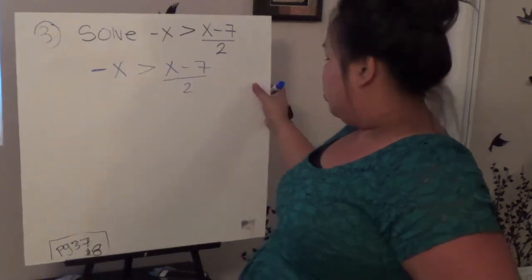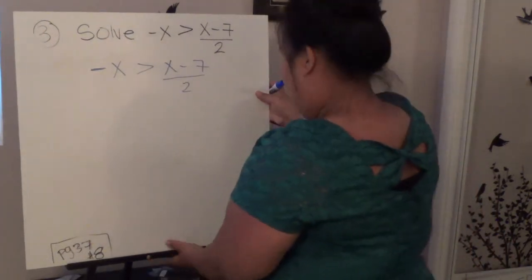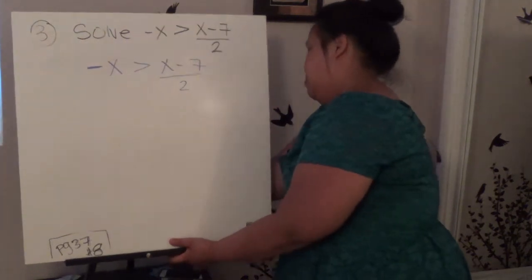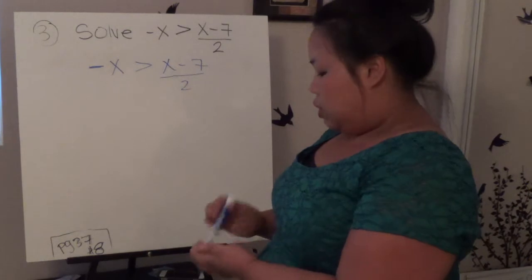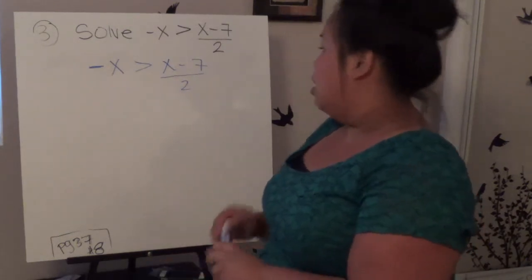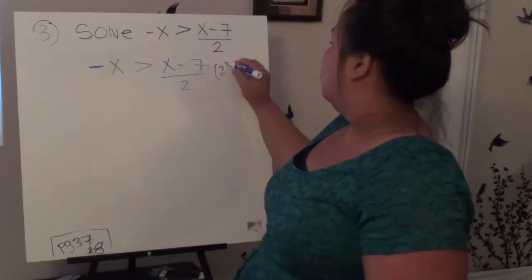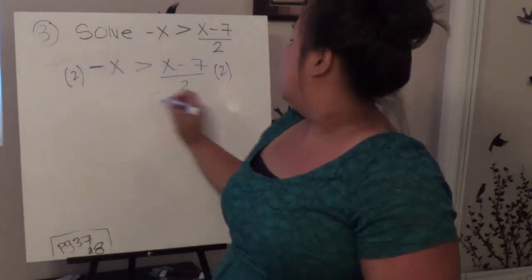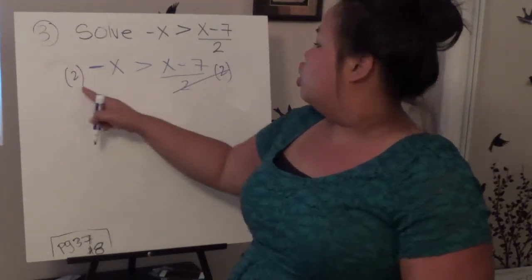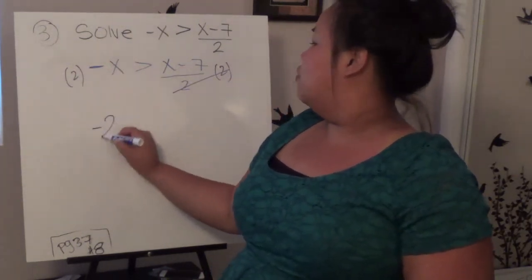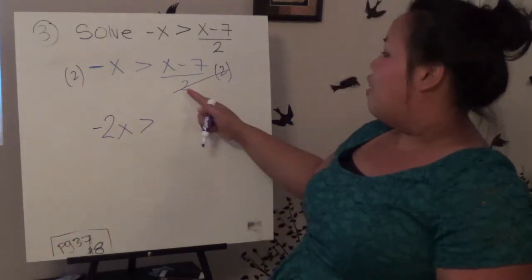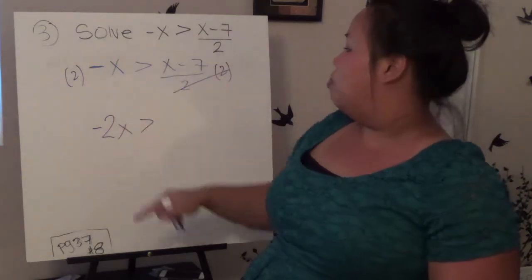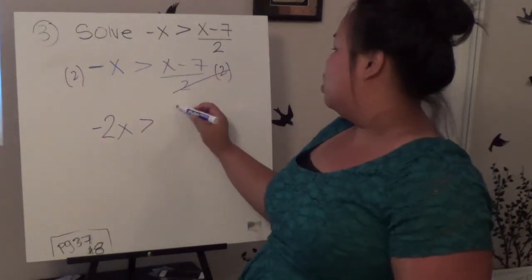Okay, I'm going to treat this like an equal sign. The first step I'm going to do is multiply both sides by 2. This and this cancel out. 2 times -x gives me -2x. Okay? So when you see that fraction, just take the denominator and multiply both sides so that you don't have to worry about that fraction.